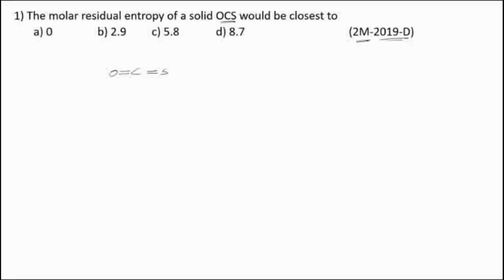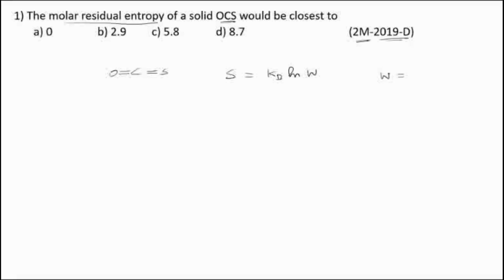If it exists in the solid state, what will be the molar residual entropy of the substance? This is the question. We know very well S is equal to Kb ln W, the Boltzmann formula. And what is W here? W is nothing but statistical weight, also called the number of microstates available.